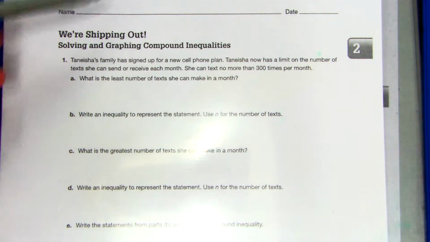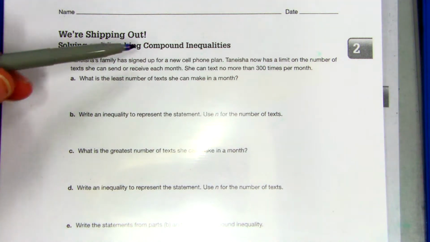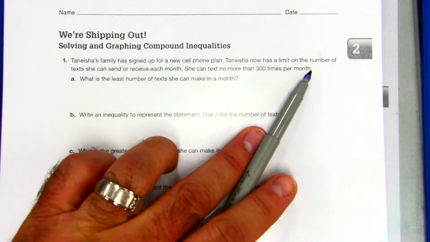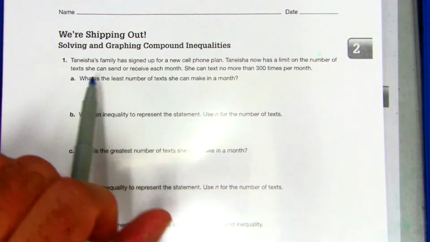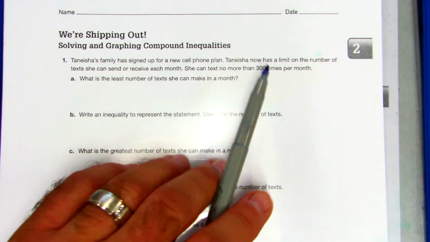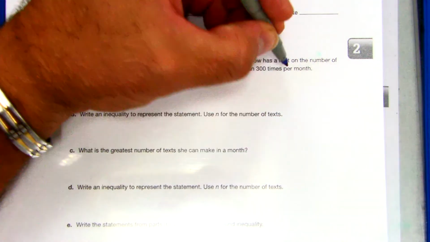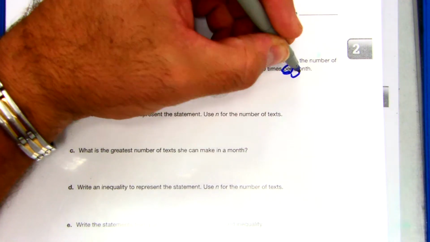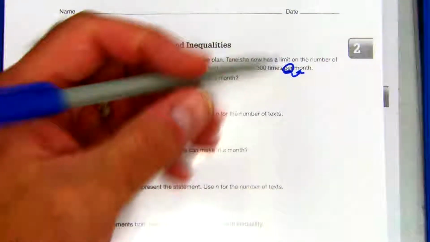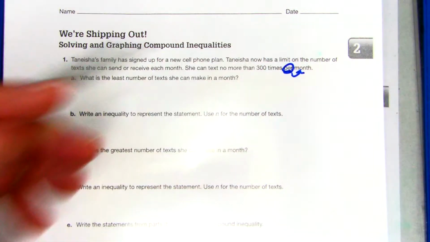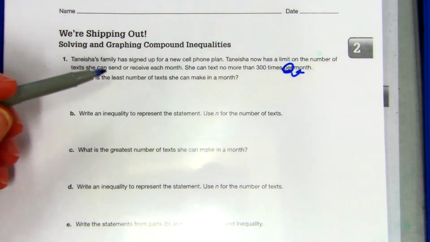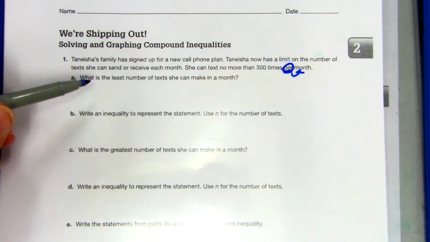Alright, so it begins by reading: Tanisha's family signed up for a new cell phone plan. It says she has a limited number of minutes or texts that she can send each month. She can text no more than 300 times per month. Okay. So our independent variable is time in months. And it asks, at least what number of texts can she make a month.